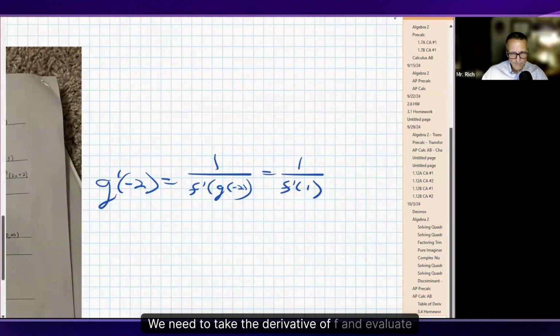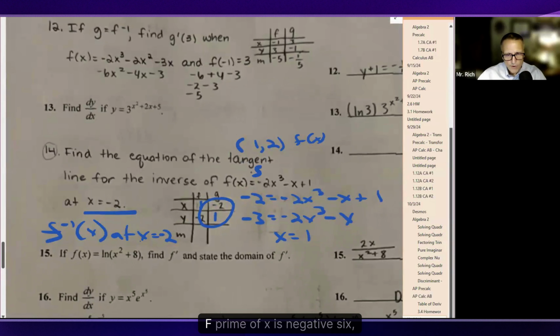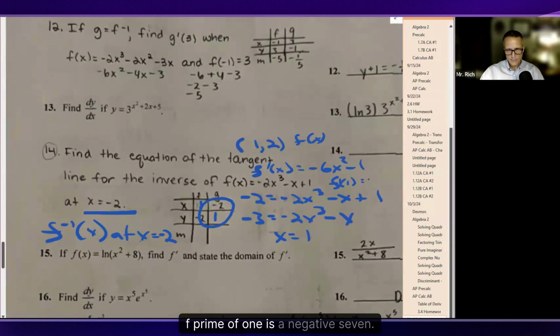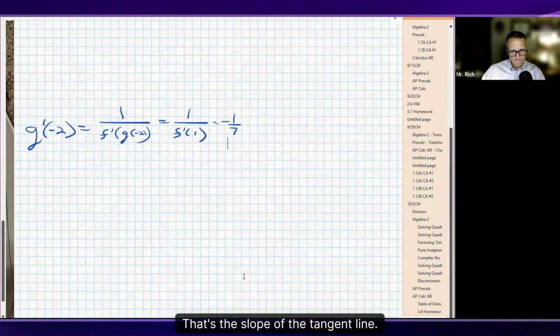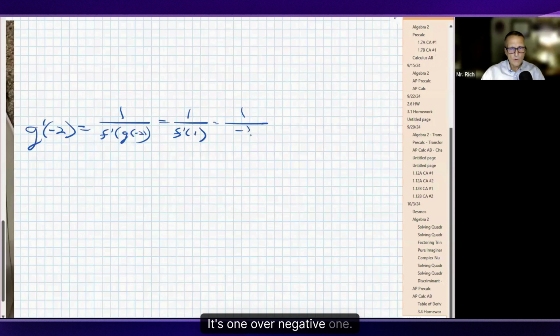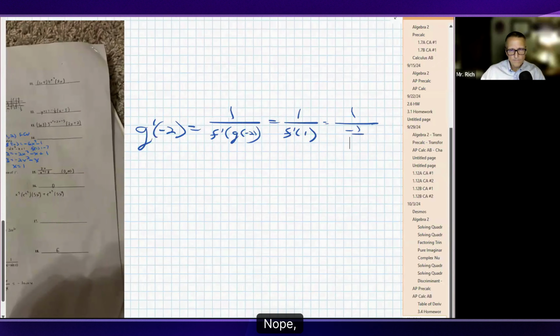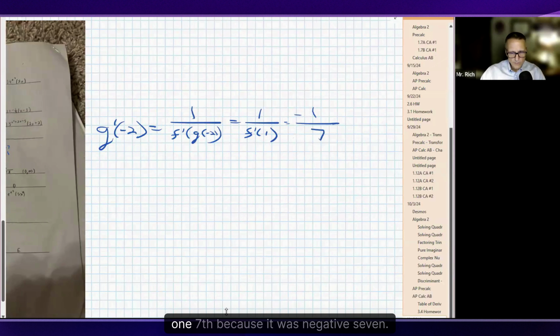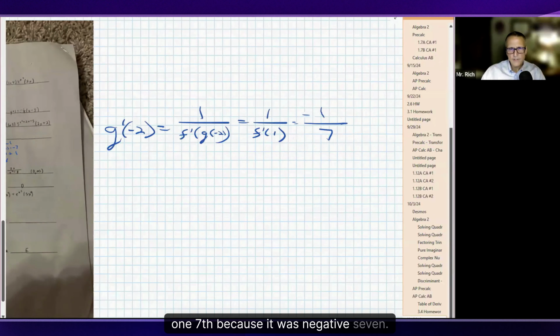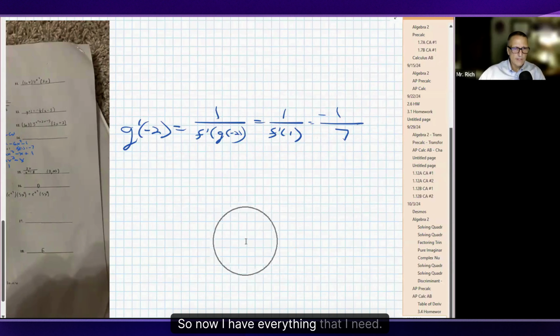We need to take the derivative of f and evaluate it at 1. f prime of x is negative 6x squared minus 1. Therefore, f prime of 1 is a negative 7. Negative 6 minus 1. Negative 1/7. That's the slope of the tangent line. Or I should say, I almost made that mistake. It's 1 over negative 7. Hold on. Nope. I had that right. So it's going to be a negative 1/7 because it was negative 7. So now I have everything that I need.